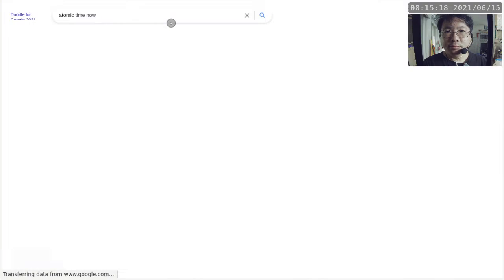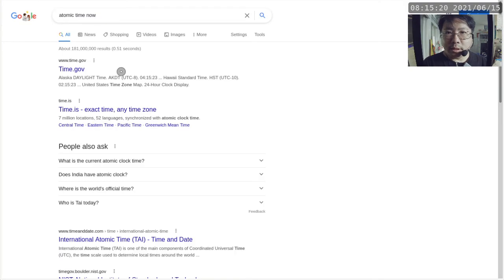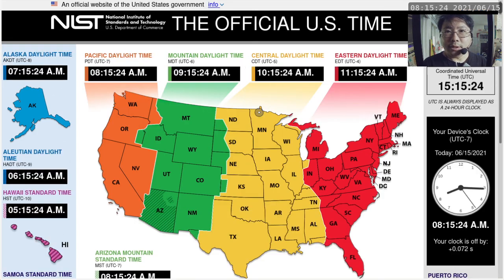Let's see if our taxes are paid and getting something done in a useful way. And guess what? Yes, we do. I can check this against my computer time, because my computer time is also synchronized with the atomic clock, and they are accurate to the second.